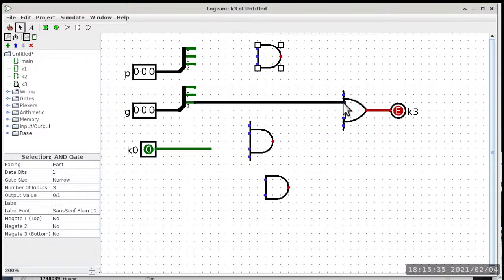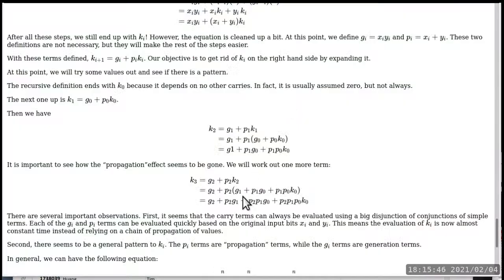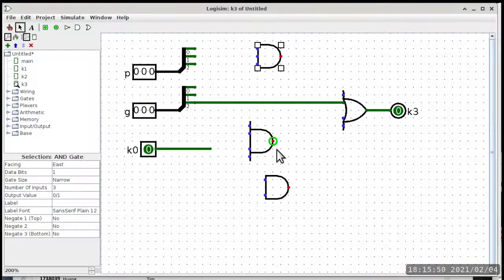I'm looking at whether I'm connecting to an actual port, and that is the case. Okay, there we go. And now we look at the expression again. The 2 input one is going to take P2G1. Okay, so P2G1 is going to be with this gate.